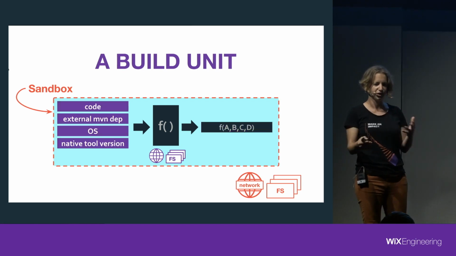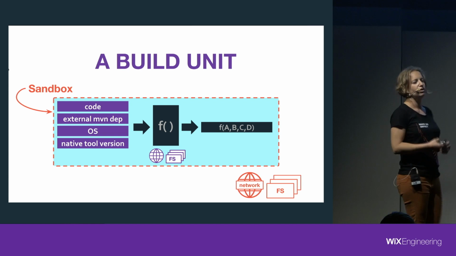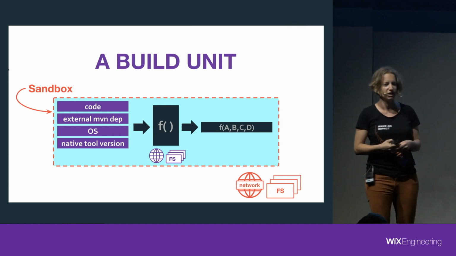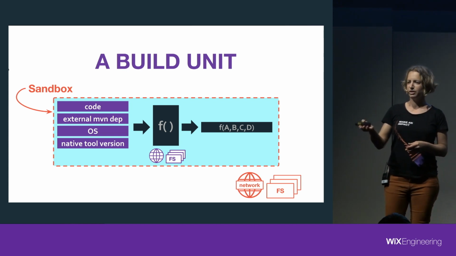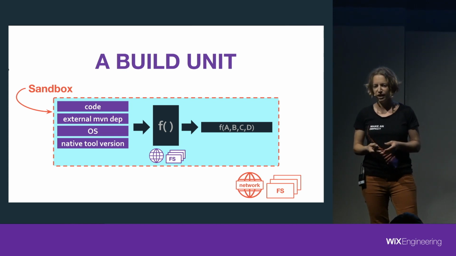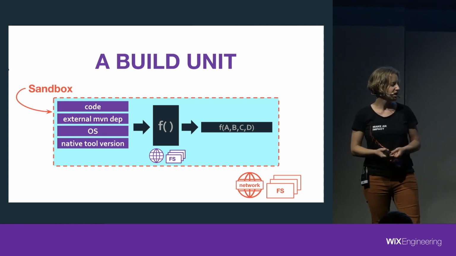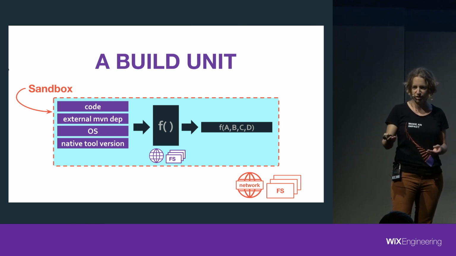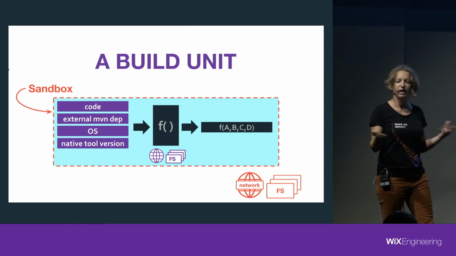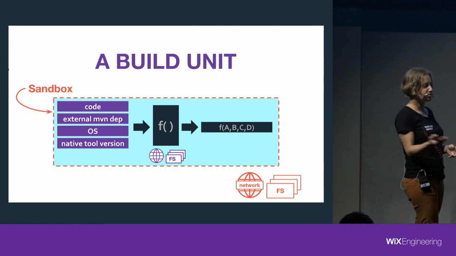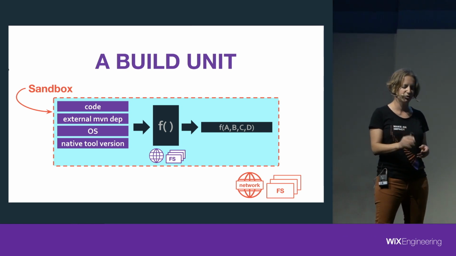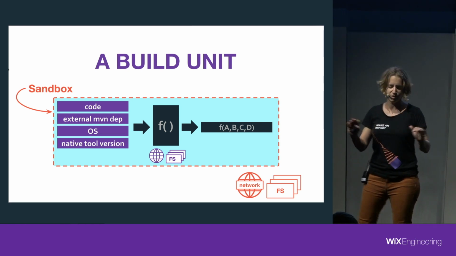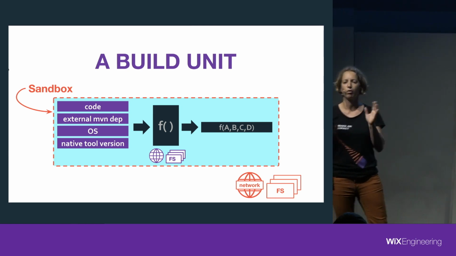Just to make this concrete, the examples could be the actual code that you change. Okay, this is the easiest thing to understand. It could also be any external dependencies you have from Maven, like, I don't know, Joda version 4 or something. It could be the operating system that you're working in, because this also affects computation. And it could be any native tool you're using, like, I don't know, the C++ compiler that you need for protobuf generation, for example. Okay, so given all of these things and the fact that we're isolated from the environment, then the result of the function will always be the same, okay?